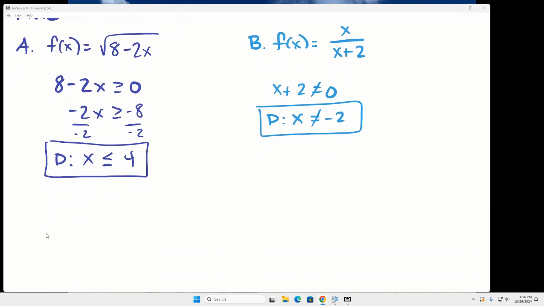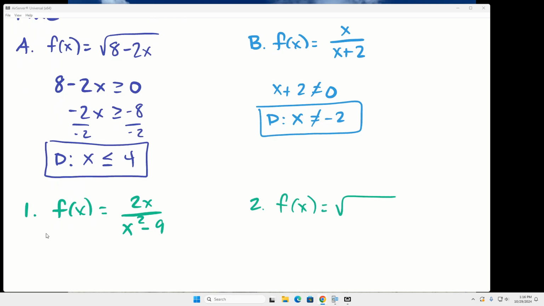Very good. Okay, so these are the two I want you guys to do. For number 1, you're going to find the domain of f of x equals 2x over x squared minus 9. That's a little more challenging than the one I did. And then for number 2, f of x is the square root of x plus 6.